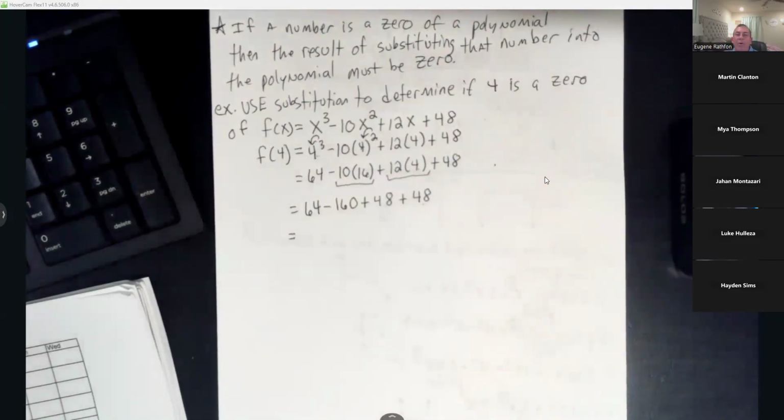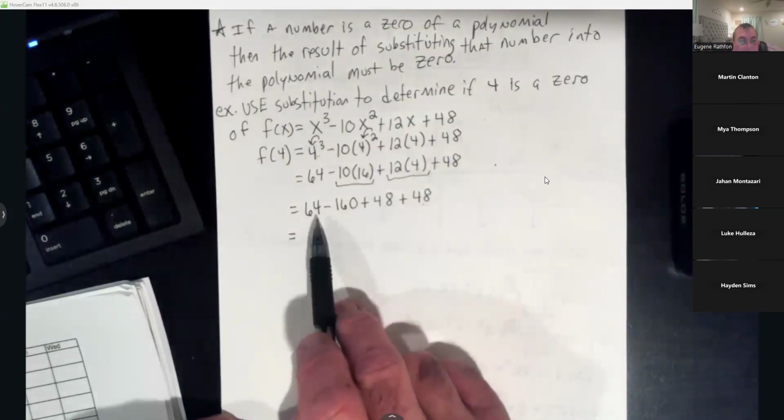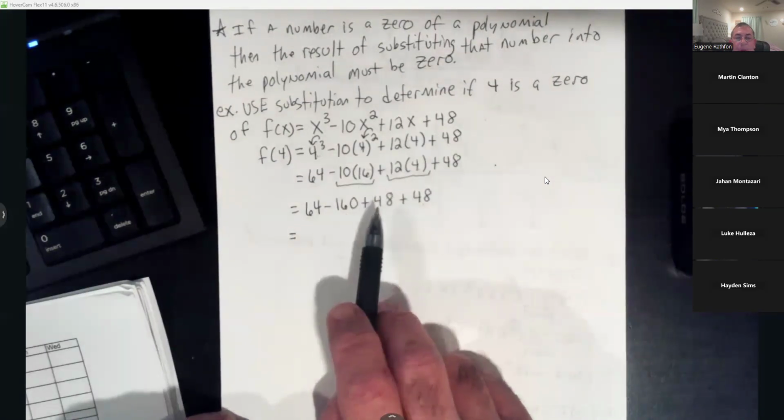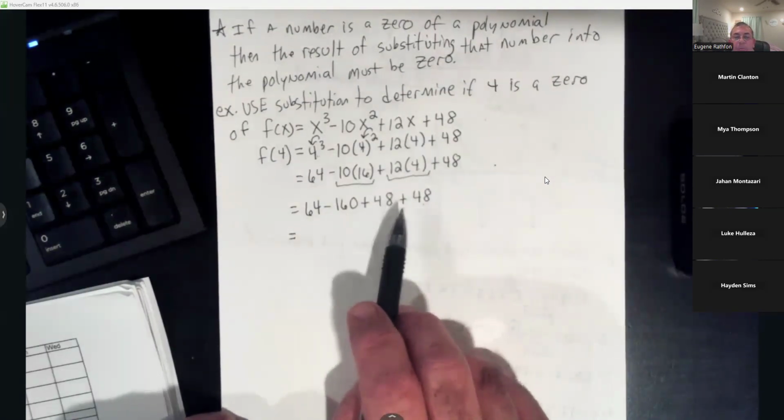All right, y'all. So one of y'all punch that in and tell me what that gives me for an answer. So I got a 64 minus 160 plus my 48 plus my 48.